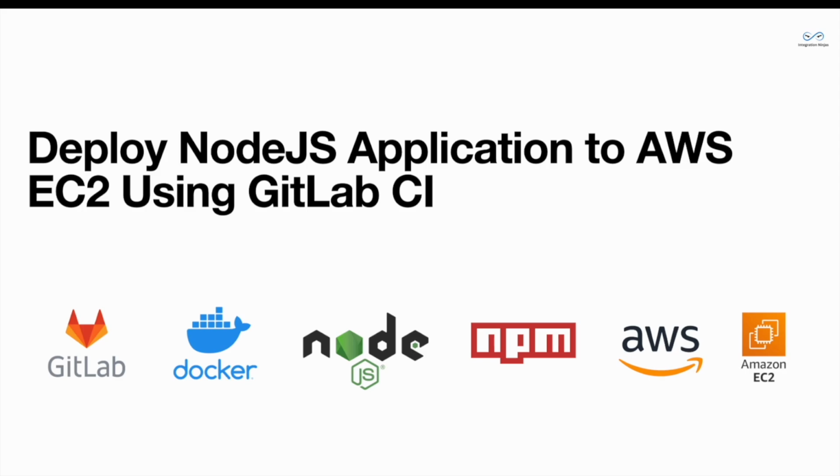In today's video, we are going to dive into the exciting world of continuous integration and continuous deployment using the power of GitLab CI. Specifically, we will be deploying a Node.js application to an AWS EC2 instance. I will walk you through the entire process from setting up your GitLab CI pipeline to building your application with Docker, publishing it to Docker Hub, and finally deploying it on an EC2 instance.